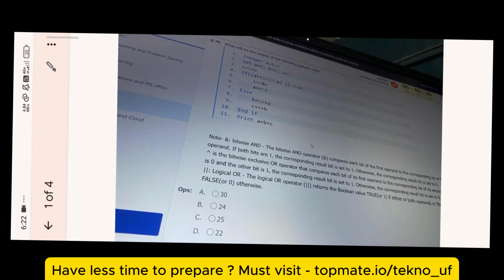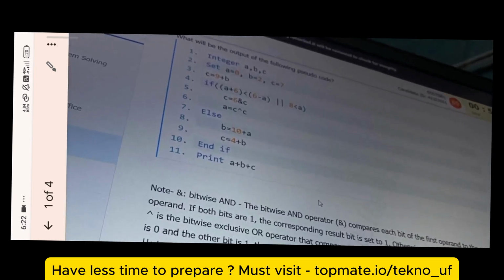Okay, so 30, 24, 25, 22 are the options and these are the values. Okay, so A is equal to 0, B is equal to 2, C is equal to 7. Okay, so please pause the video and try to solve the problem by yourself. I am not solving this problem because otherwise it will not be helpful to you if you just keep watching the solution.